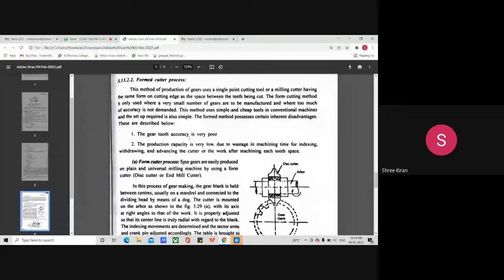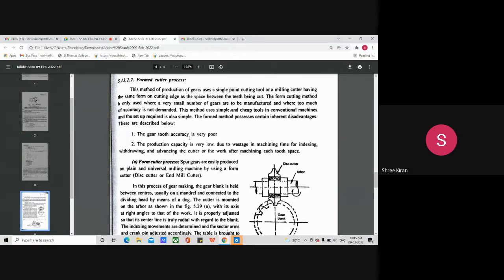That's what happens in the case of the form cutter process, where it uses a milling cutter having the same cutting edge as the space between the teeth being cut. The form cutting method is only used for a very small number of gears which are to be manufactured, and where too much accuracy is not demanded.